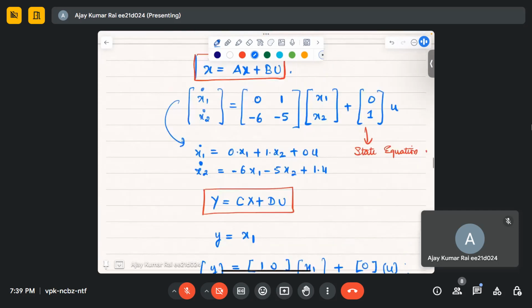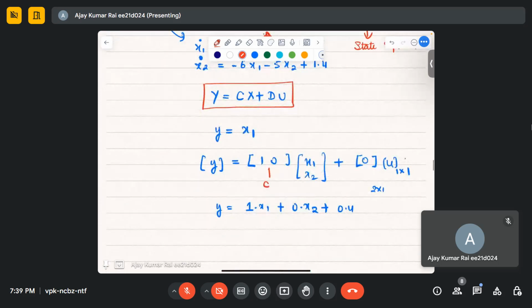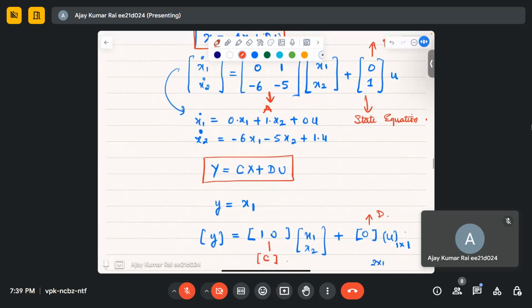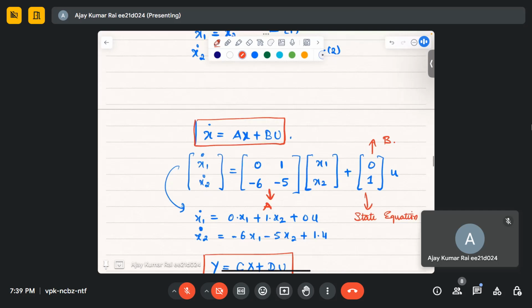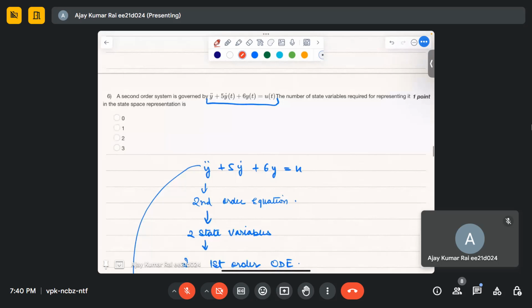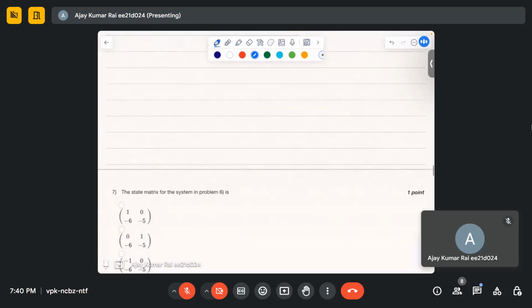So what you can see, this is A, this is B, and this is C, and this is D. A, B, C, D, which characterizes the plant, for which the equation is given already. So let's answer the questions here. So this was very simple. The number of state variables required for representing this state space representation is already, we know, 2, because of the order. Let us answer the other questions.